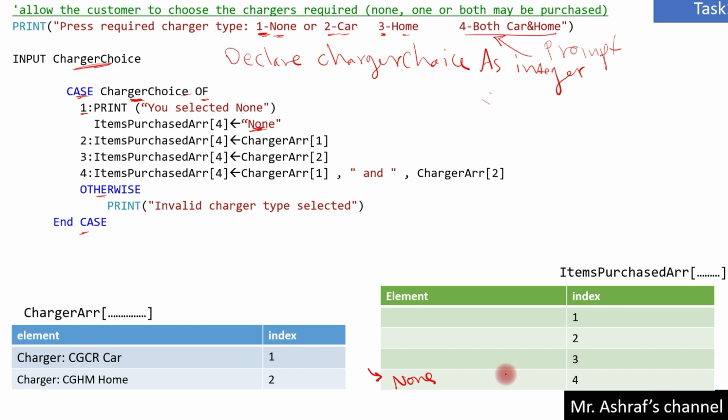If the user doesn't want to buy any charger. But if he chose 2, that means he needs a car charger. Where's the car charger? This one, which has the index of 1. What is the index of 1? It's a car charger. So inside the fourth position, the fourth location of the array, you will store here car.